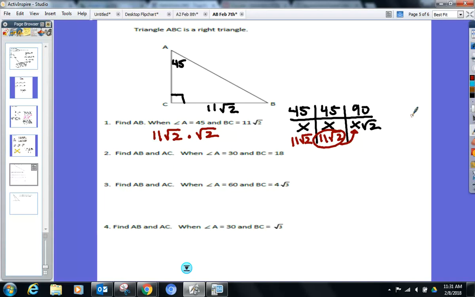All right, last year, anybody remember what happened when you multiplied a radical by itself? It becomes the number underneath. Radical 2 times radical 2 is 2.